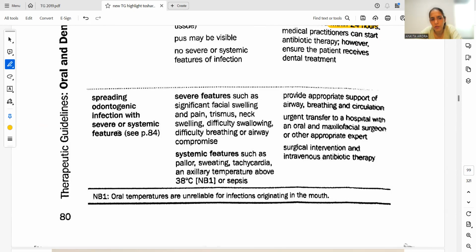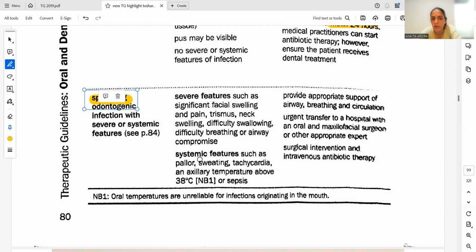Spreading odontogenic infection with severe or systemic features. Severe features such as significant facial swelling and pain, trismus, neck swelling, difficulty swallowing, difficulty breathing, or airway compromise. Systemic features such as pallor, sweating, tachycardia, and axillary temperature above 38 degrees Celsius, or sepsis. These must be the features presenting with spreading odontogenic infection with severe or systemic features.